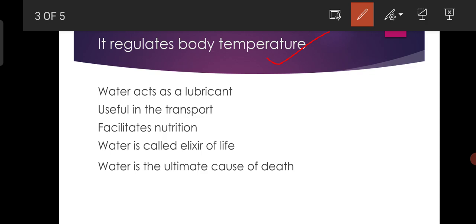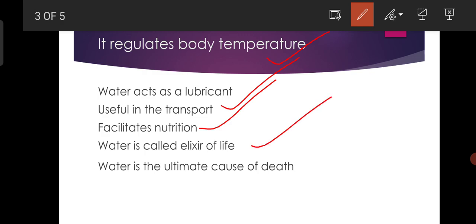For example, the water that is present in the tears lubricates the eyeballs. It makes the eyeballs moist. And water is also useful for the transport of various chemicals within the body. It facilitates nutrition because without water, digestion doesn't occur. We know pretty well that the process of digestion is nothing but hydrolysis.